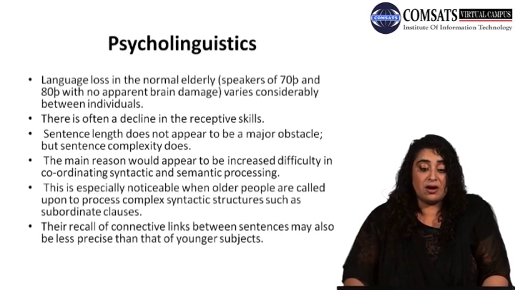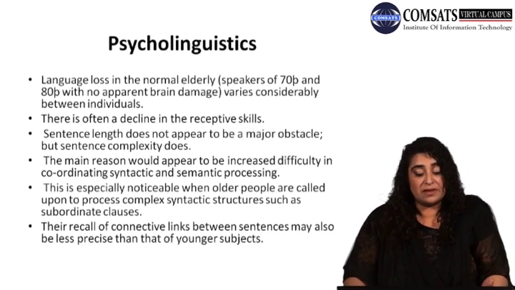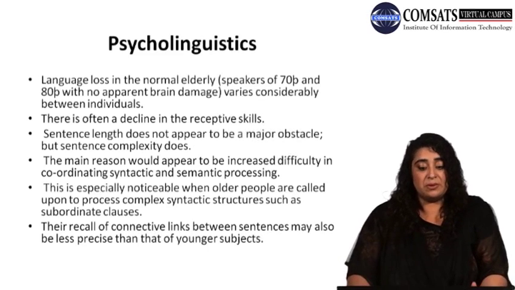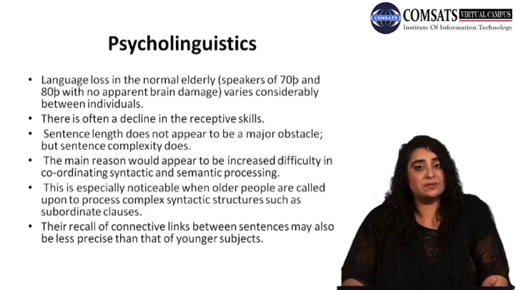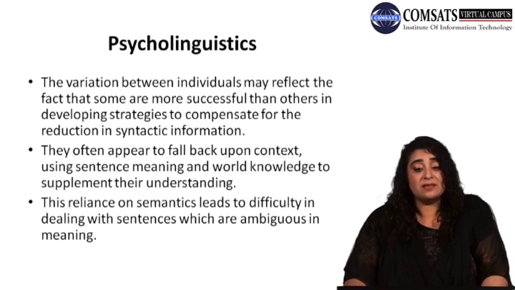So, if they are called on to deal with a complex syntactic structure of a sentence, at that point they might have some difficulty. Their recall of connective links between sentences may also be less precise than that of younger subjects. Sometimes connecting the links between sentences may be less obvious to them than what a younger person would achieve. The variation between individuals may reflect the fact that some are more successful than others in developing strategies to compensate for the reduction of syntactic information.